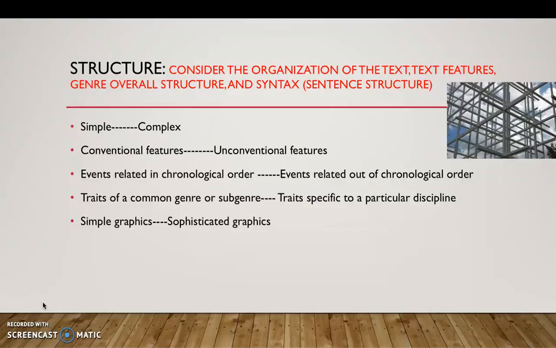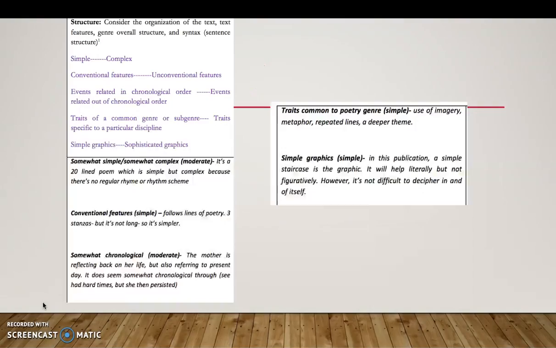And if there are graphics in the text, are they simple and easy to figure out, or are they more sophisticated? In the example of Mother to Son, the structure of the text varies in its complexity. When thinking about is it simple or complex in general, we would say it's moderately complex. It is a 20-lined poem. In that way, it's simple, but it's complex because there is no regular rhyme or rhythm scheme, as some students may be familiar with in poetry.